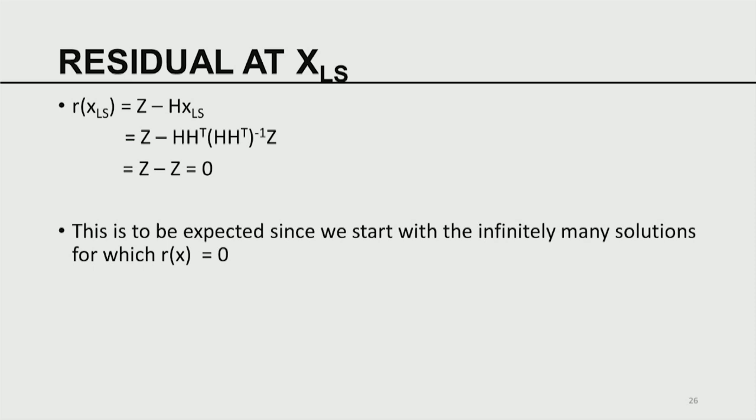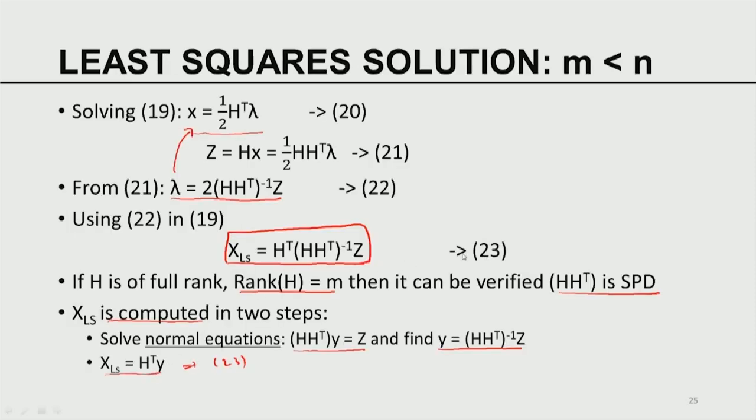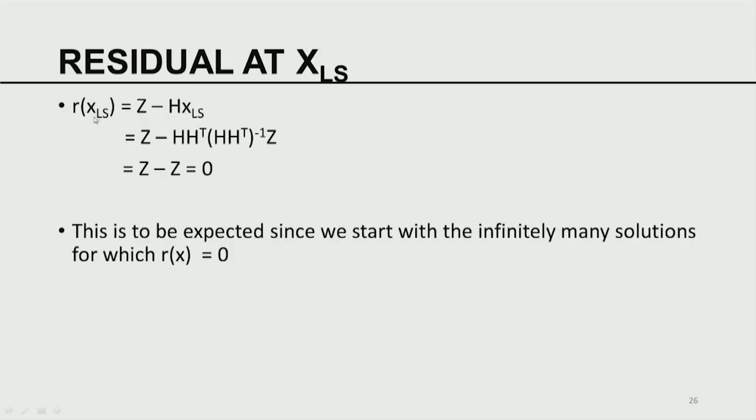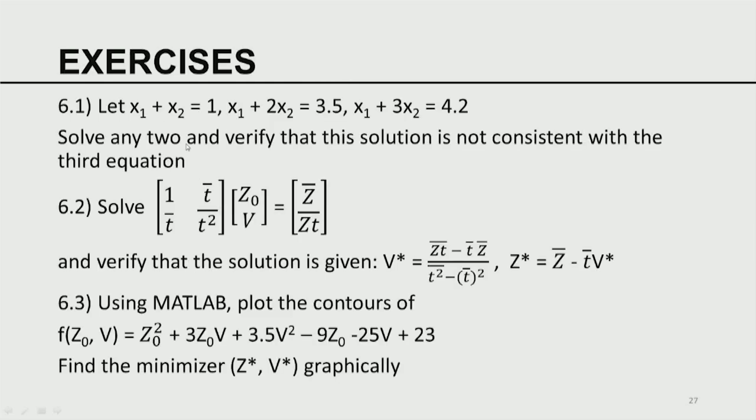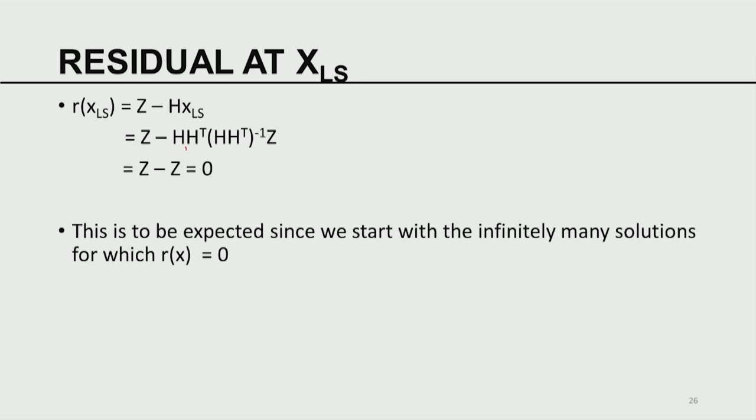In this case, I know the formula for x_LS from equation 23. So the residual at the minimum is z minus H x_LS, where x_LS is given by this expression. If you multiply by H, you have H H transpose and its inverse. So one is the inverse of the other, they get cancelled, and it becomes z minus z, which is 0. So in this case the residual is 0. The optimal solution is one where the residual is also 0, which means it satisfies the constraint, as to be expected. Since we start with infinitely many solutions for which the residual is 0, the residual at the minimum must also be 0. So that is verified.